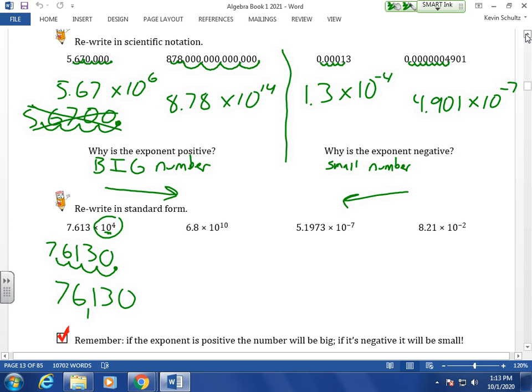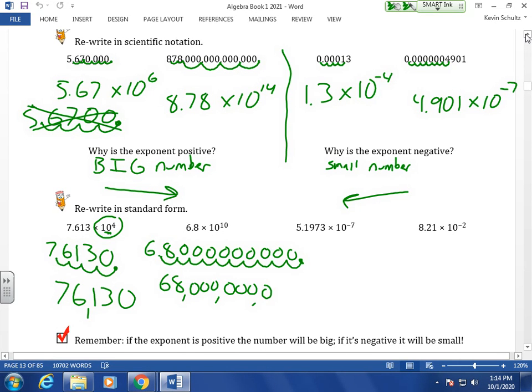Okay? So 6.8 times 10 to the 10th, we're multiplying 6.8 times 10 times 10 times 10 times 10 times 10, 10 total times. Which means this decimal gets moved 1, 2, 3, 4, 5, 6, 7, 8, 9, 10 total times. And all those empty spaces become zeros. So this number is 68 billion, as a value.